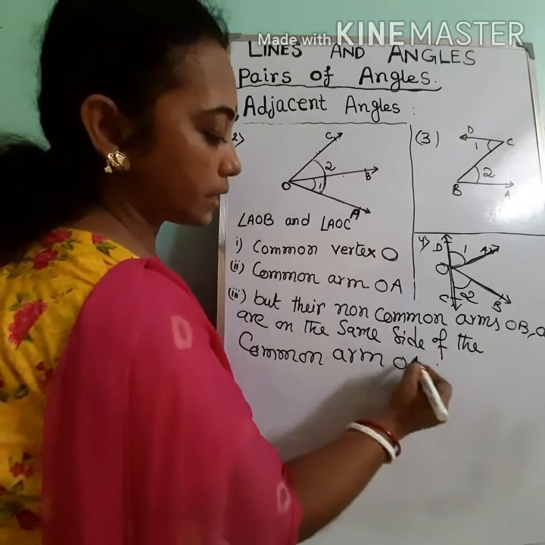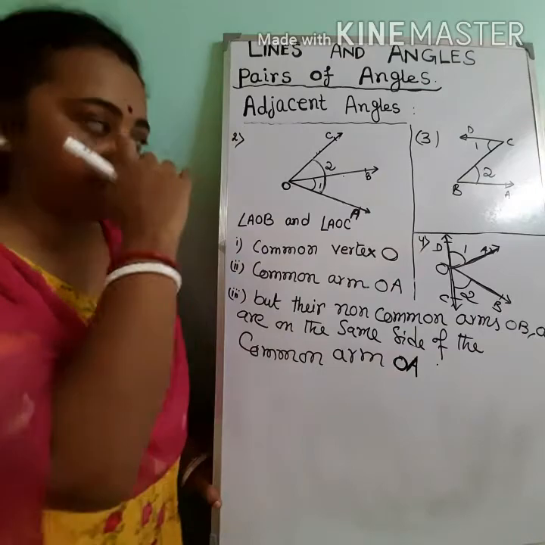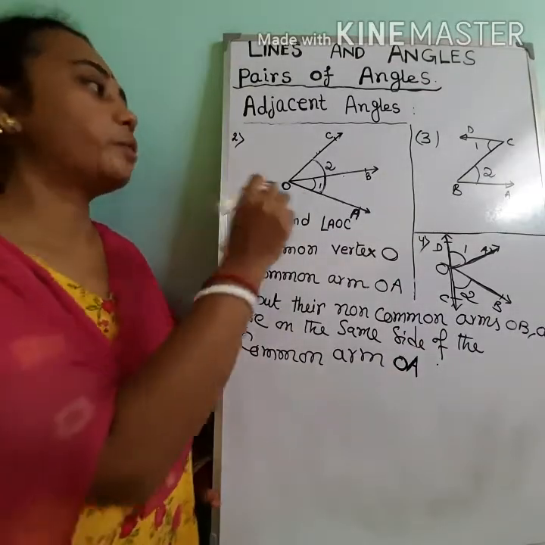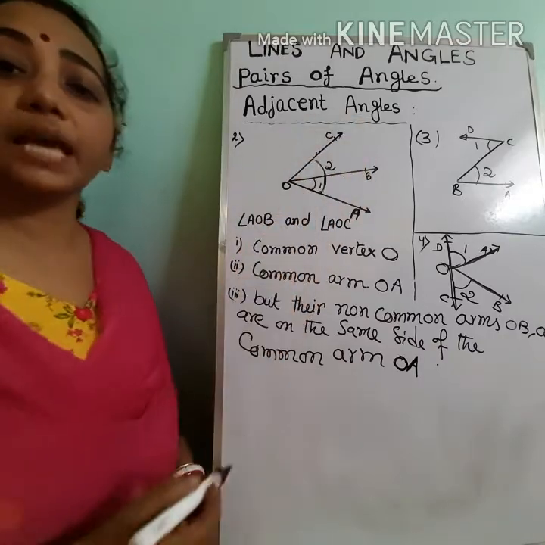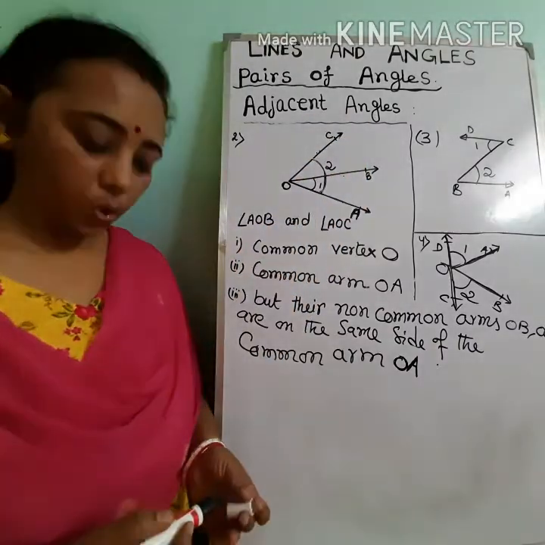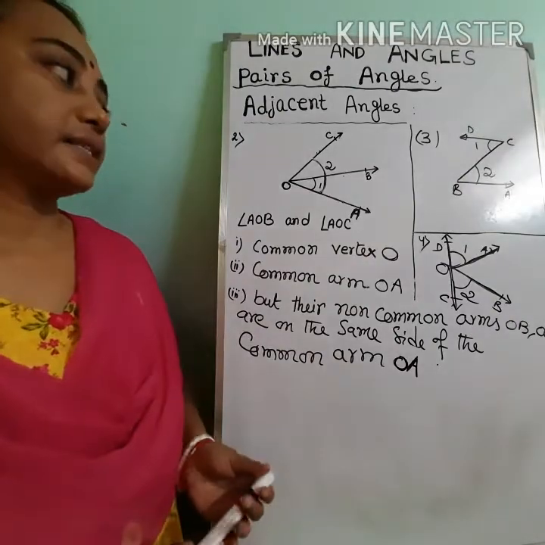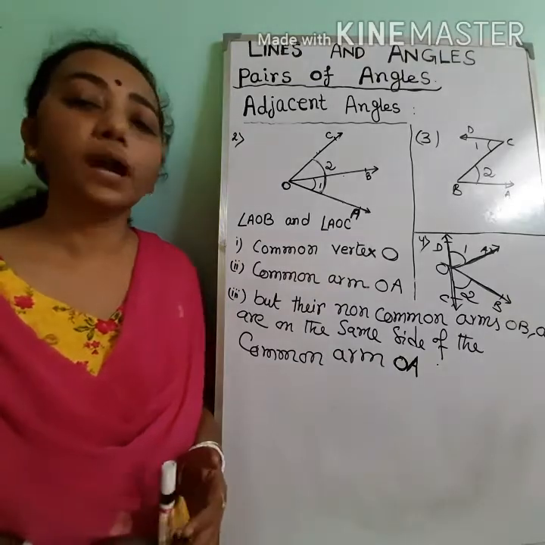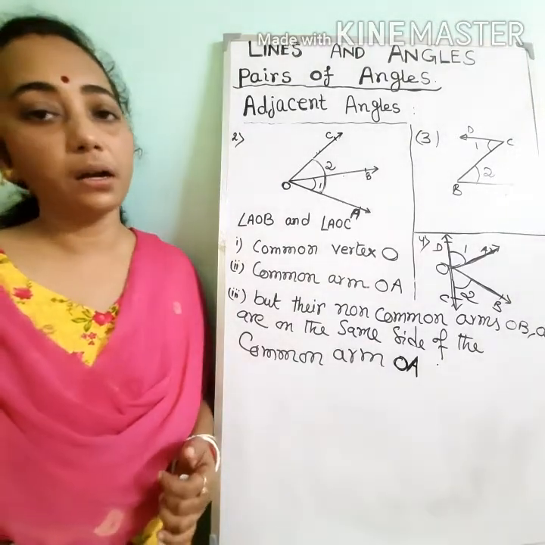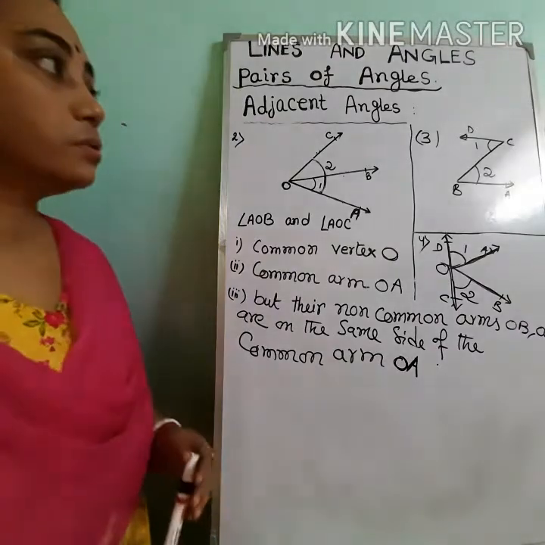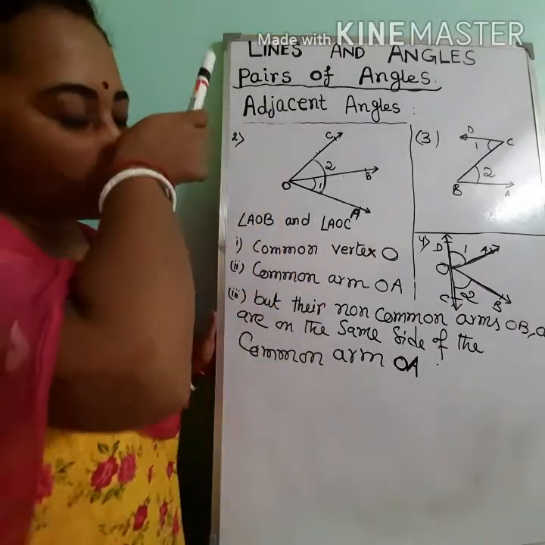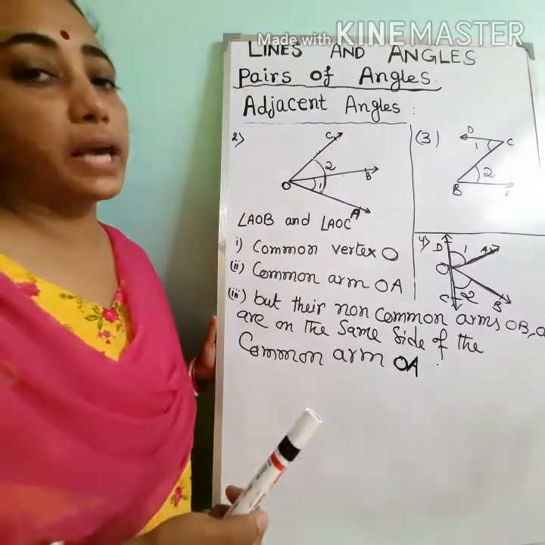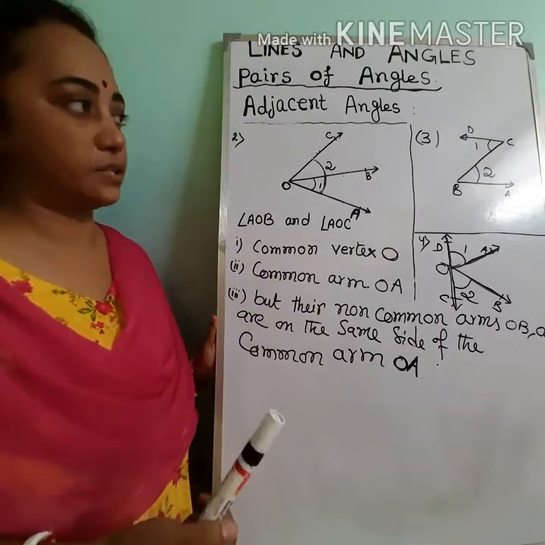So this does not satisfy the condition of adjacent angles. Here the non-common arms OB and OC are on the same side of the common arm OA, so we can say that these two angles are not adjacent angles. If any one of the three conditions is not satisfied, then we can say that the two angles are not adjacent angles.